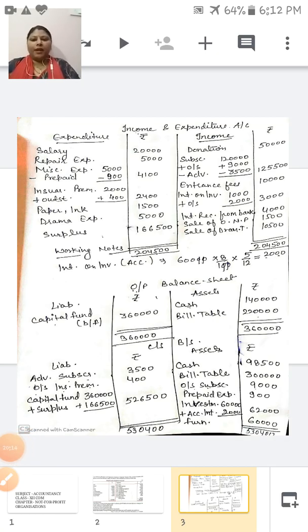Hope you all have understood the concept of income and expenditure account and balance sheet. I have given two worksheets. Both the worksheets you have to do in your rough notebook. And this chapter carries 10 marks, so do prepare it.